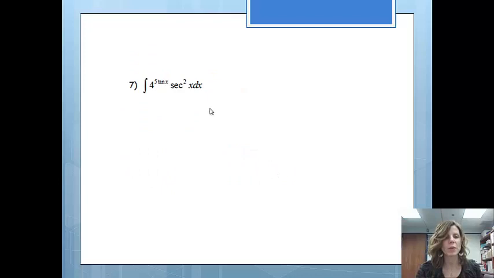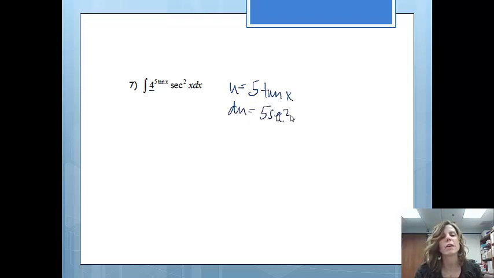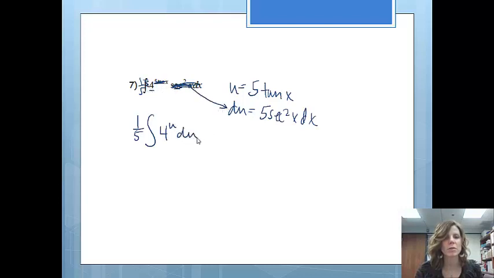All right, next one. Looks like a lot's going on in this problem. We've got 4 to the 5 tangent x times secant squared x dx. But I notice that I have a constant base. The second that I see the constant base, I know that I'm going to let u be the exponent, so I don't need to worry about anything else in the entire problem. My du, the derivative of 5 tangent x, will be 5 secant squared x dx. I notice that I have secant squared x. I'm missing the 5, so 5 on the inside, 1/5 on the outside. So 1/5. We've done nothing with the 4, so the 4 is still there. The 5 tangent x was my u. 5 secant squared x dx, we get to replace with du.